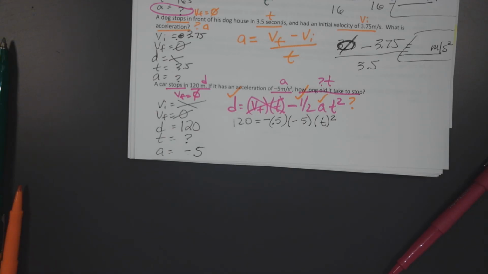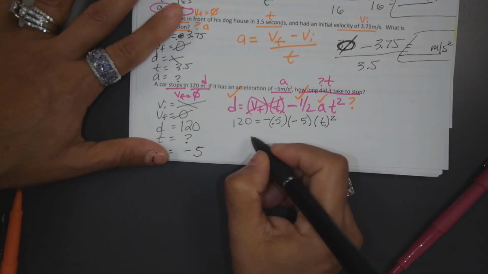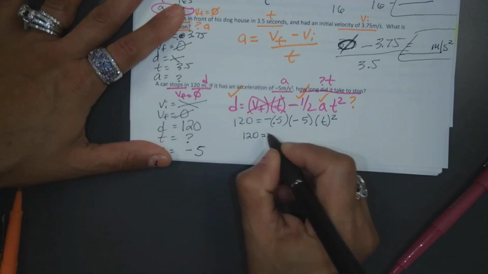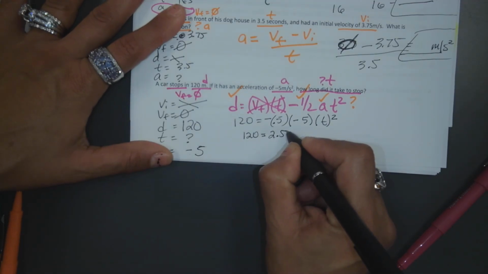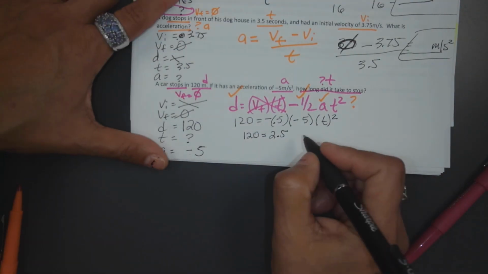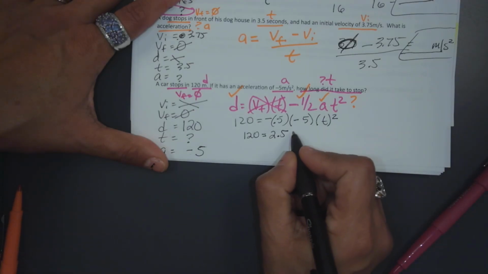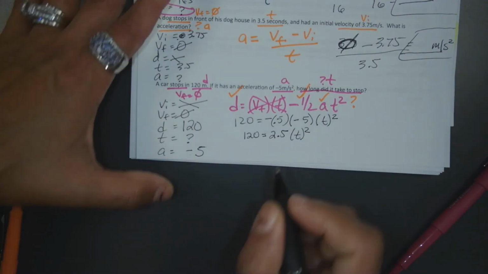So in this situation, let me go ahead and do what I could do, which is these two numbers over here. I have a -5, and I'm going to multiply it by 0.5, which has a negative in front of it, and you know a negative and a negative is going to become a positive, which is good because my T should be positive. So I get 120 equals 2.5 positive. I can cancel out those negatives, which is great, times T squared.